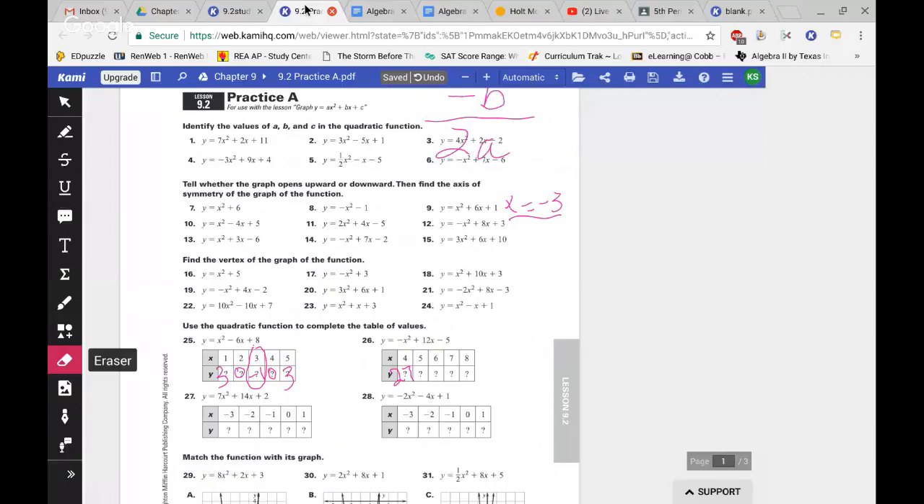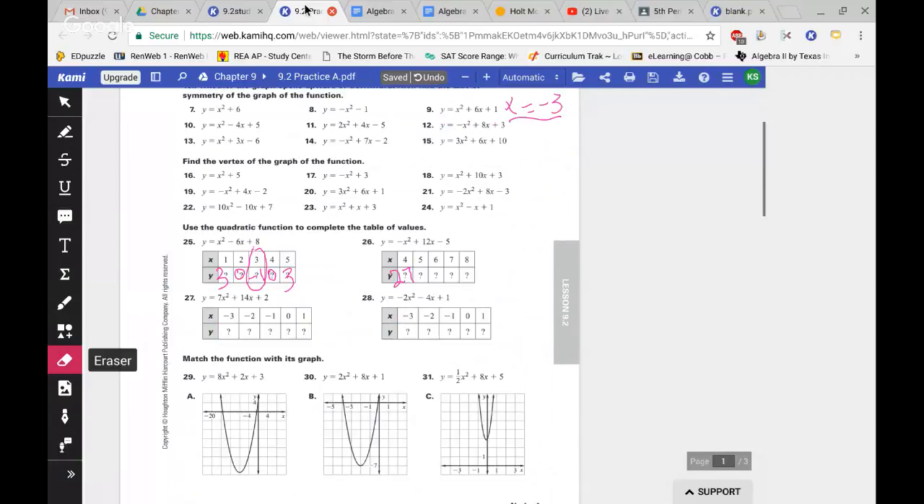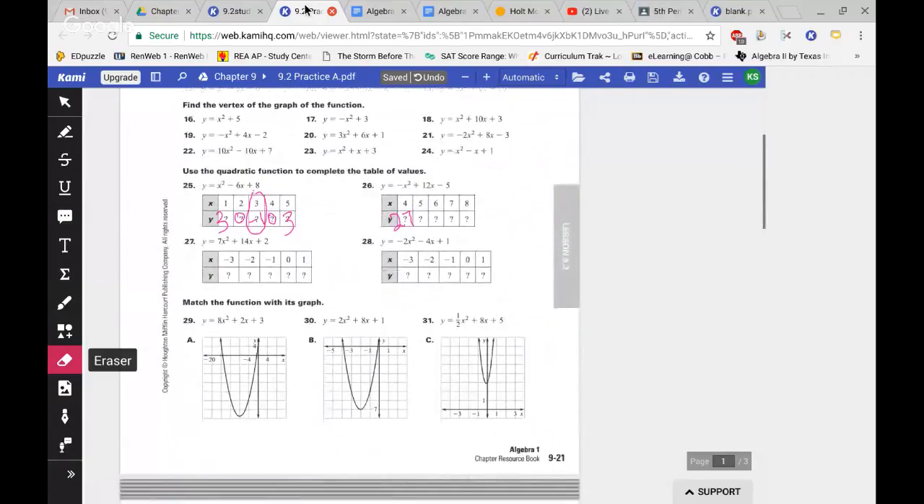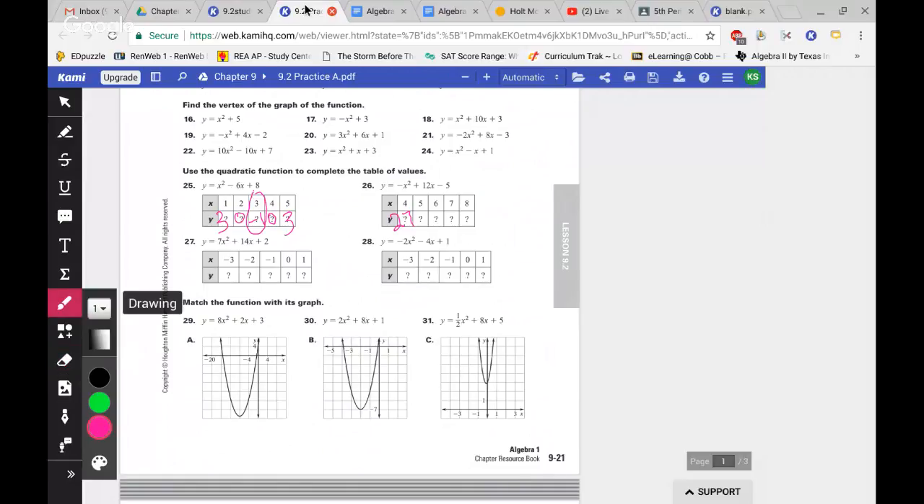So I just kind of want to move forward since you've got to go at 3:30. On these, number 29, 30, and 31, because number 25 through 28 is just plugging in values, and I know that you know how to do that. Match the function with its graph. So what you're going to want to do on these is find the vertex and the axis of symmetry.